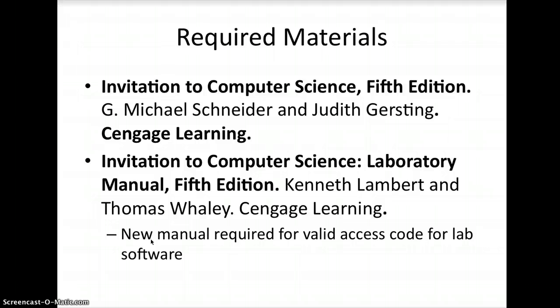So the required materials for this course include the 5th edition textbook and lab manual called Invitation to Computer Science. If you don't have the ISBN number handy, it's on the Syllabus iCollege webpage. There's a link in that webpage that tells you what the ISBN number is. And you're required to get a new lab manual to get a valid access code, because there's a lab software that you download and you have to enter the access code from that manual. Otherwise, if you buy a used version, it's going to be expired and not work anymore.